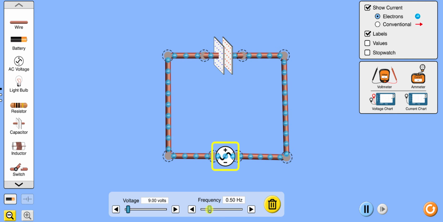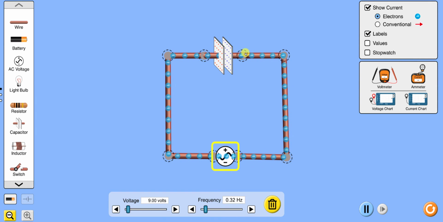Now we can control, okay, I decreased the frequency a little bit to increase the period. Now let's see what happens on the capacitor. When electrons are moving away from this plate, it becomes positively charged. When the electrons move towards this left plate, then that becomes negatively charged, and that makes sense.